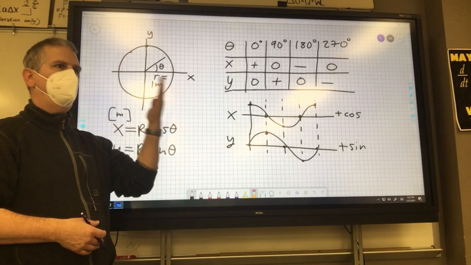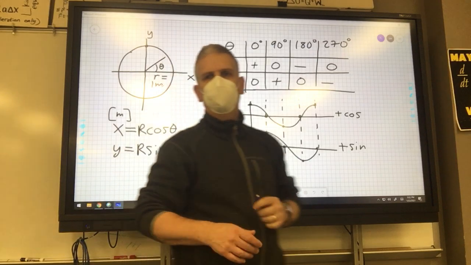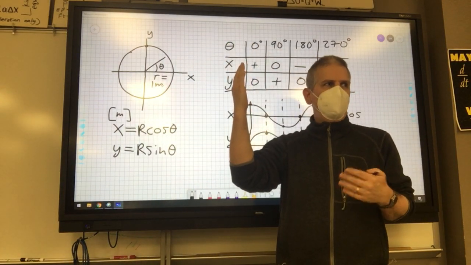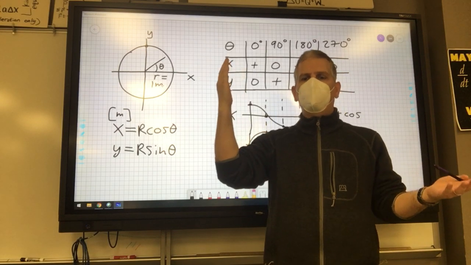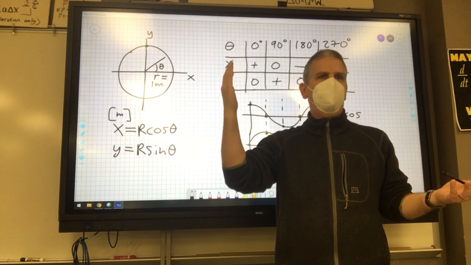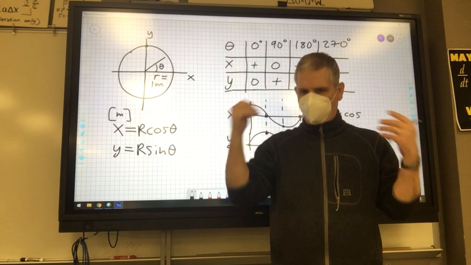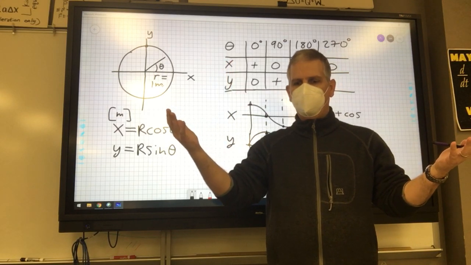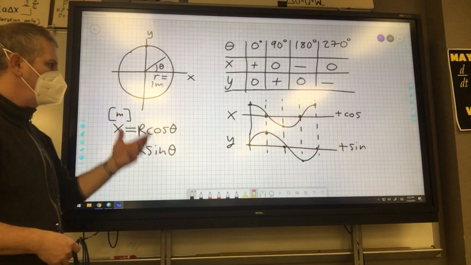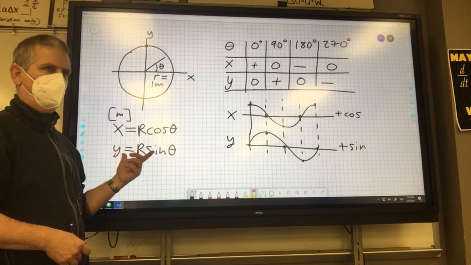Now you move up to 90 degrees. Let me get over here because you're looking at the equation. When you're up at 90 degrees, the cosine of 90 is 0. 0% of the radius is in the x direction, and 100% of the radius is in the y direction. That's what that means. Now, the radius doesn't have to be 1. The radius could be whatever value you want to put in there.